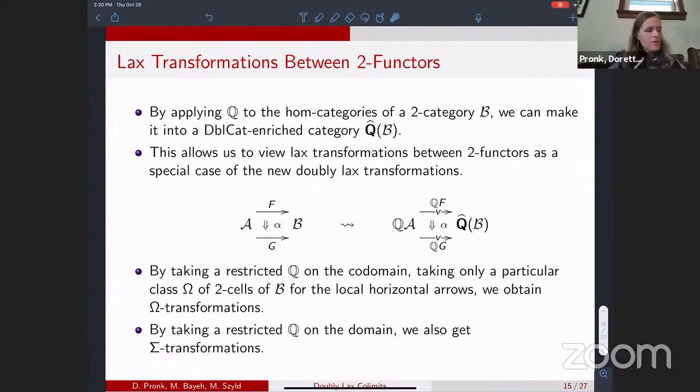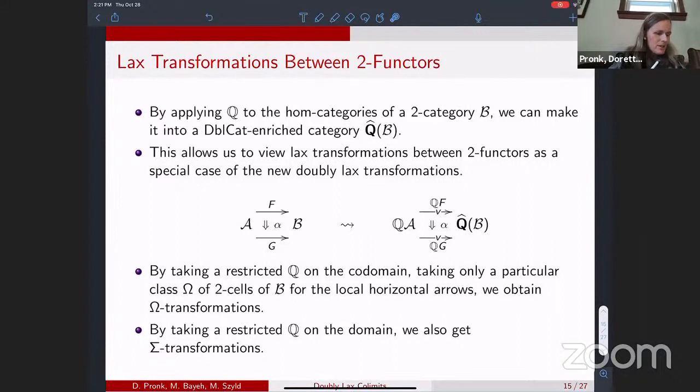Then that allows us to view lax transformations between two functors as a special case of our new doubly lax transformations, by starting in QA, taking QF and QG, and by looking carefully, I won't go into too much detail right now. If this Q hat B, if I bring that back, it is actually QB V. So we can see QF. This can be viewed as Q of B as well, taking the vertical part.